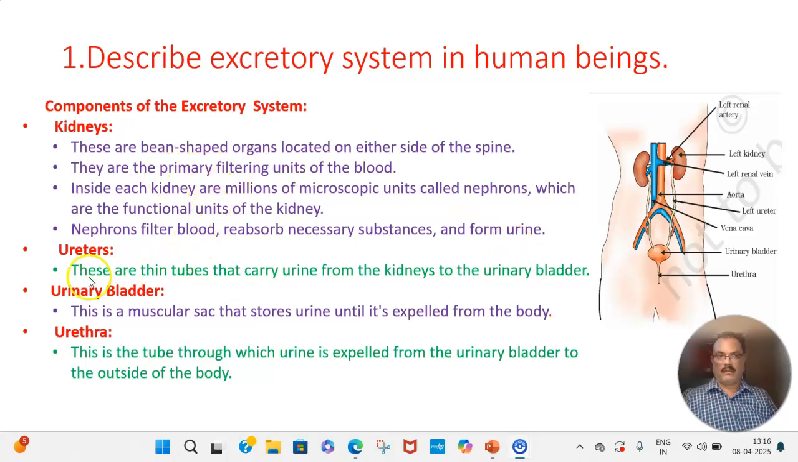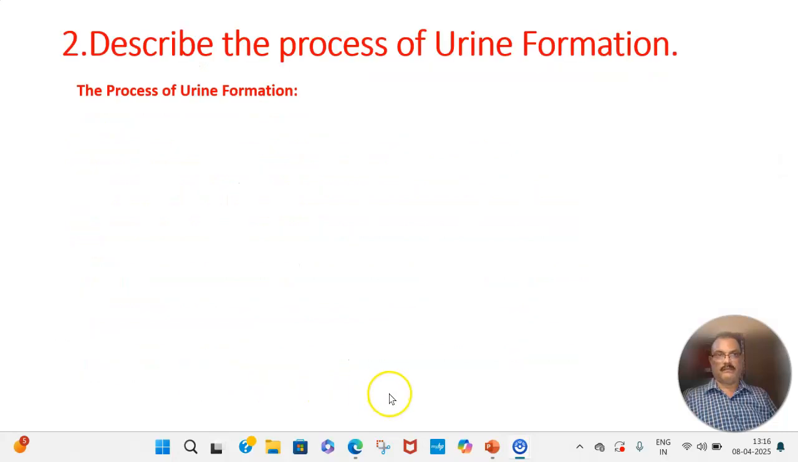Ureters. These are thin tubes that carry urine from the kidneys to the urinary bladder. Urinary bladder. This is a muscular sac that stores urine until it's expelled from the body. Urethra. This is the tube through which urine is expelled from the urinary bladder to the outside of the body.